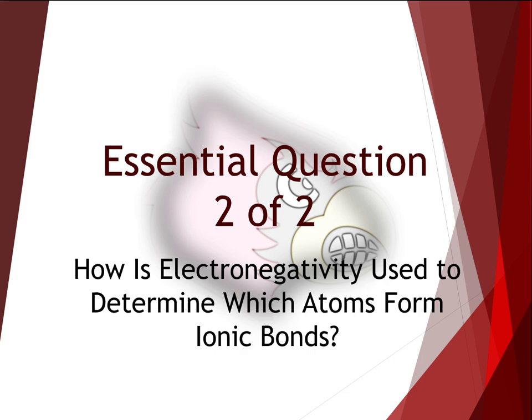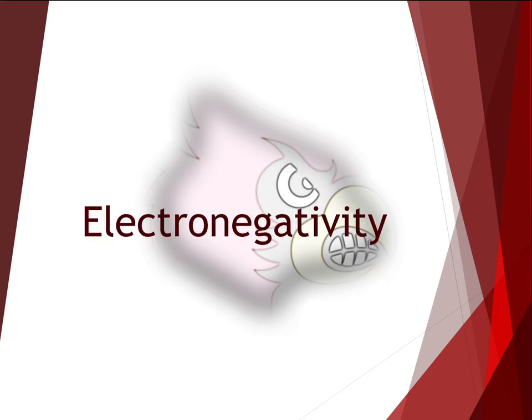This video is for Chemistry in the Earth System, Unit 3.2, Ionic Bonding. Today's essential question is, how is electronegativity used to determine which atoms form ionic bonds? Our first main idea, electronegativity.